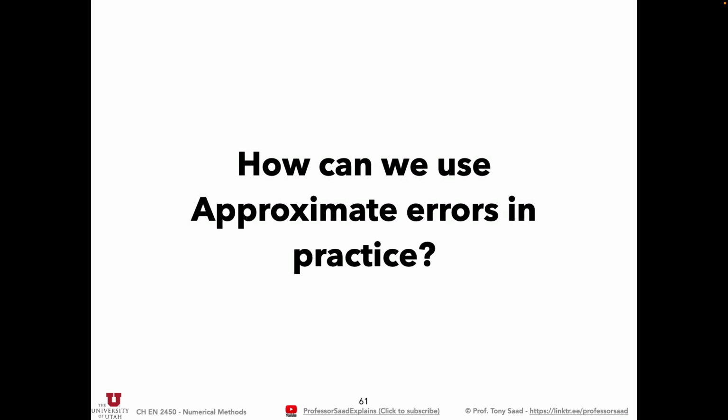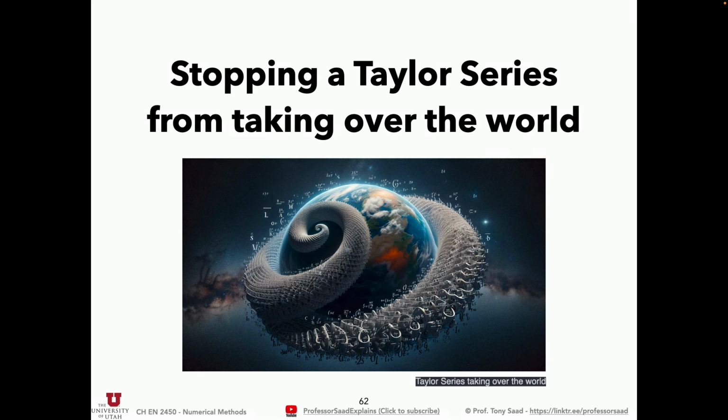So here's one question. We introduced the concept of approximate numerical error. We did this kind of silly little example about f prime. Frankly, who cares about that? It's just a toy problem. So one use of approximate numerical error, and trust me, there's a lot of uses for it, especially in my research area, computational fluid dynamics. But one use that you can relate to immediately is the Taylor series, and specifically to stop a Taylor series from taking over the world.